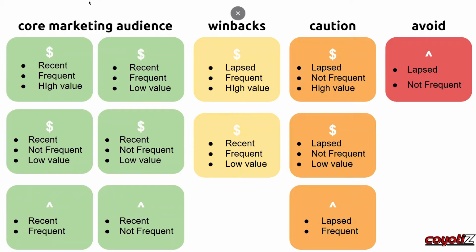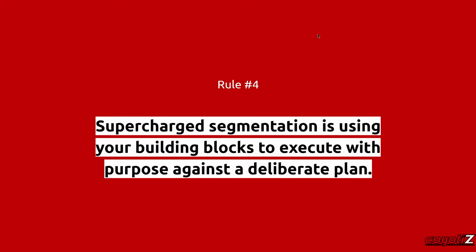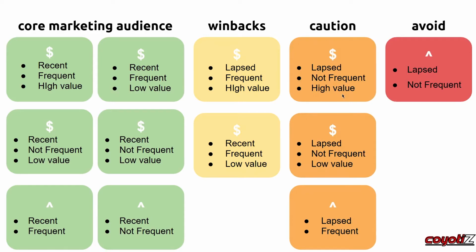So again, as I said, the core marketing audiences: the recent, frequent, high value whales; recent, frequent, low value in terms of the AOV, potential whales; recent, not frequent, high value; recent, not frequent, low value. You got the point, right? You see, that's the real segmentation. This is the first, core marketing audience. Now, the win backs: lapsed, frequent, high value; lapsed, frequent, low value. And the cautious ones: lapsed, not frequent, high value; lapsed, not frequent, low value. This is the cautious group. Again, as I said, 25% of the segment.